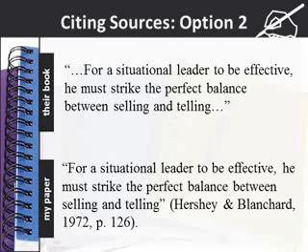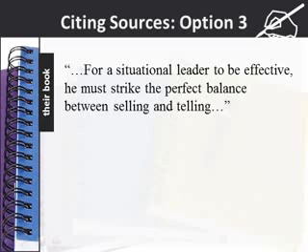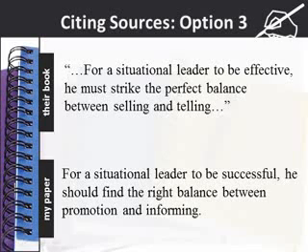Let's look now at a third option, and this is for the person who decides they don't want to do the direct quote. Instead they want to reword the quote and put it in. And so maybe for an example, they write in their paper, for a situational leader to be successful, he should find the right balance between promotion and informing. You'll notice what the author of the paper has done is taken the quote from the book as it appears from Hershey and Blanchard's words and tried to swap out the words in order to avoid plagiarism.